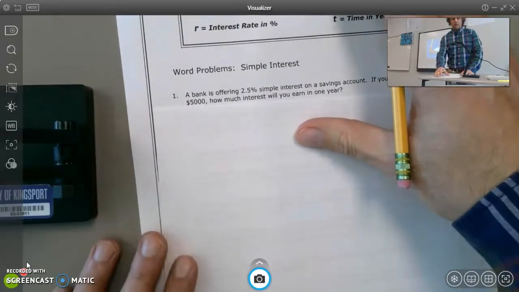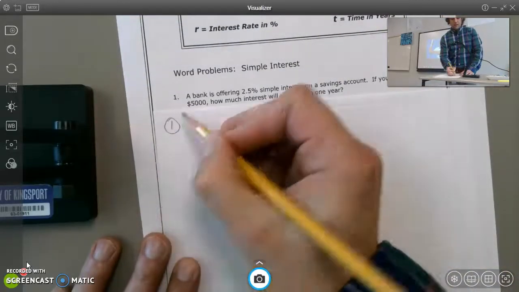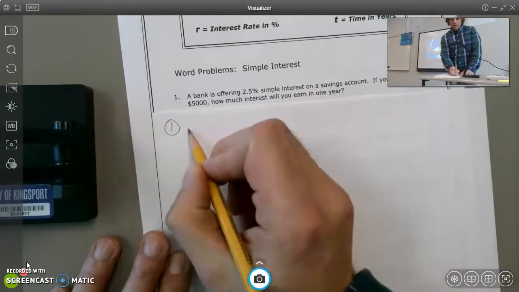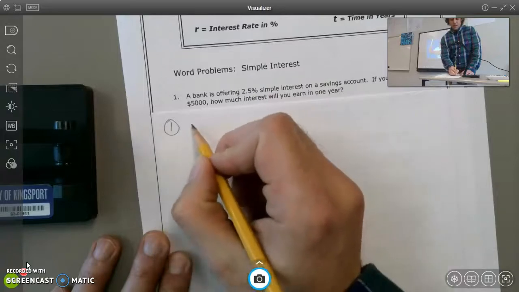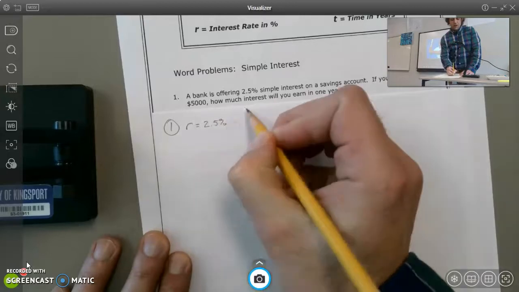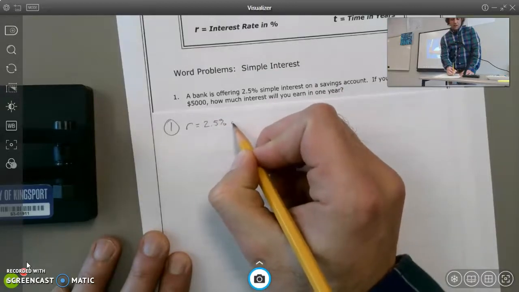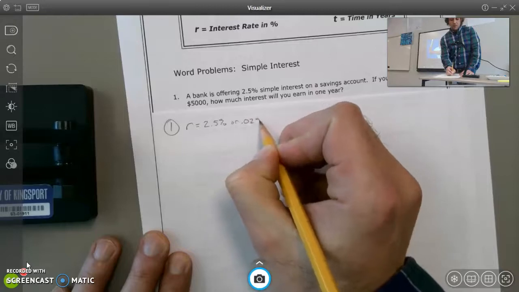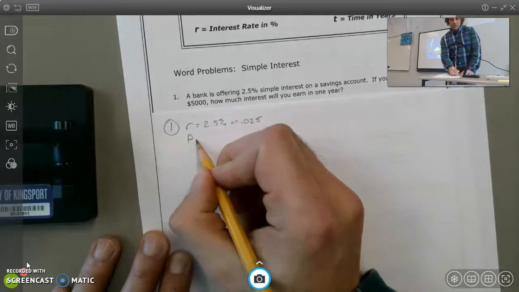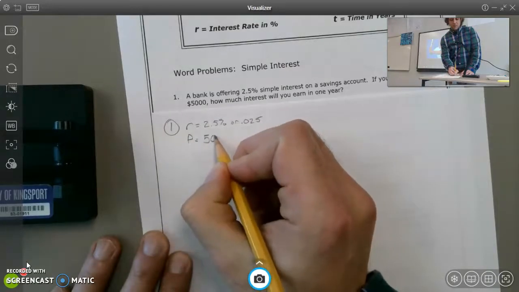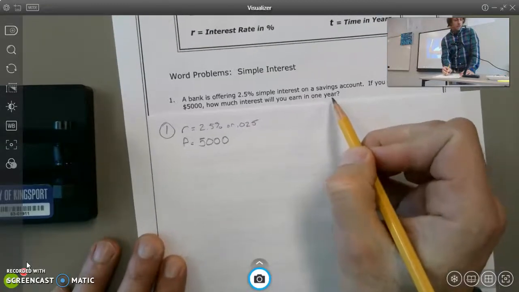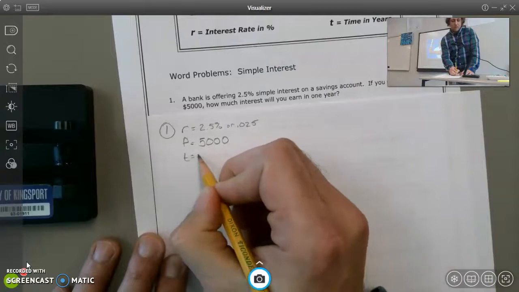We're looking at these problems, number 1. And on the first one here, I'm just going to label everything for us. A bank is offering 2.5% simple interest. So R is equal to 2.5%. I'd actually probably write that as 0.025 because we're going to put it as a decimal. If you deposit $5,000, so that's your principal, $5,000. How much interest would you earn in 1 year? So we have a time frame as well. Time is 1.